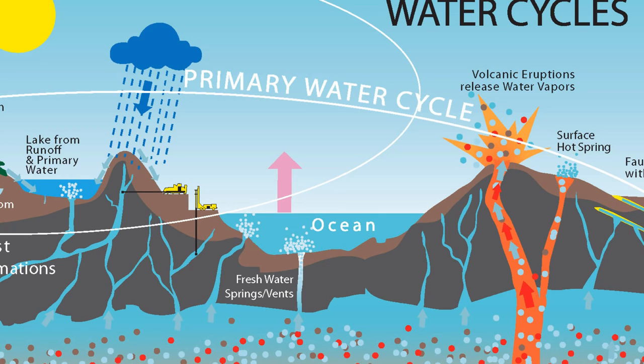Okay. So as we move along to the right, we're now looking at the ocean, and we're showing evaporation with the arrow that's pointing up. We're also showing fresh water springs and vents. And those are commingling, as you say, the primary water from the mantle of the earth up into the surface water, which is the ocean.